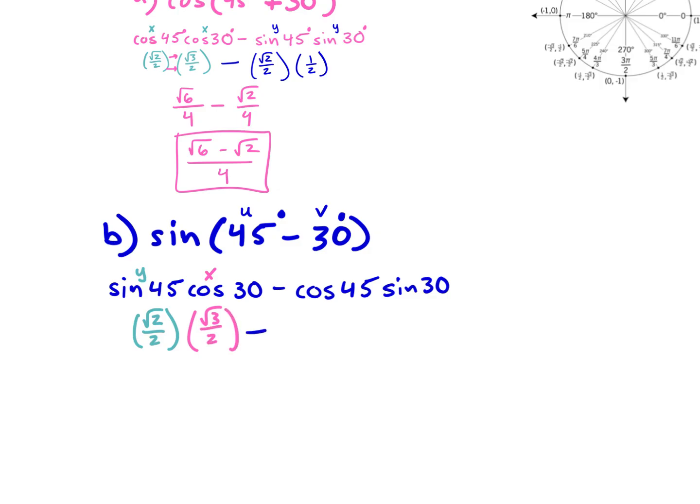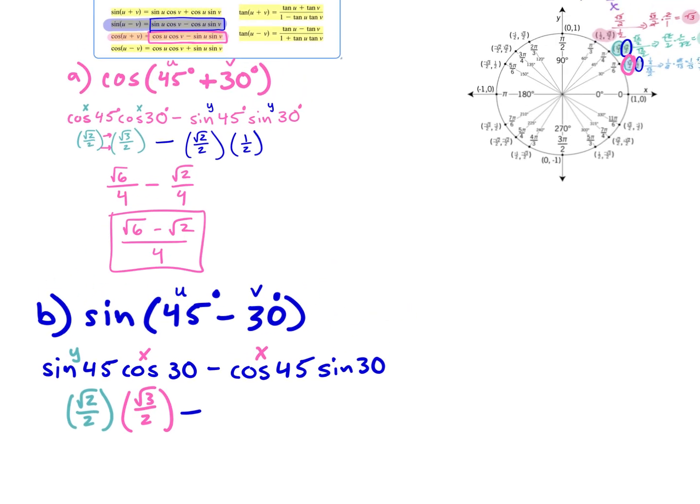Minus cosine of 45. Cosine tells us we look at the x. We're going to go to 45 degrees. What's our x value at 45 degrees? Square root 2 over 2. Sine of 30. Sine tells us we look at the y. At 30 degrees, what's our y value? 1/2.